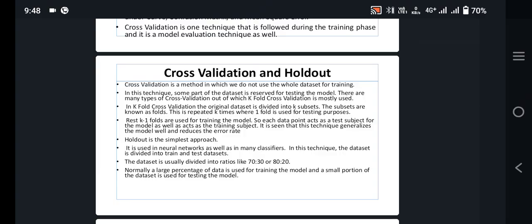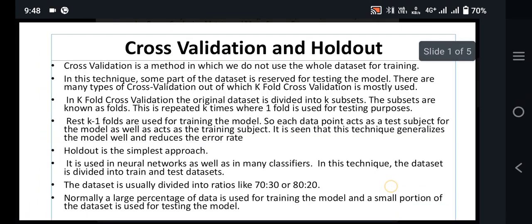Cross-validation and holdout. Cross-validation is a method in which we do not use the whole dataset for training. In this technique, some part of the dataset is reserved for testing the model. There are many types of cross-validation, out of which k-fold cross-validation is mainly used. In k-fold cross-validation, the original dataset is divided into k subsets. The subsets are known as folds.